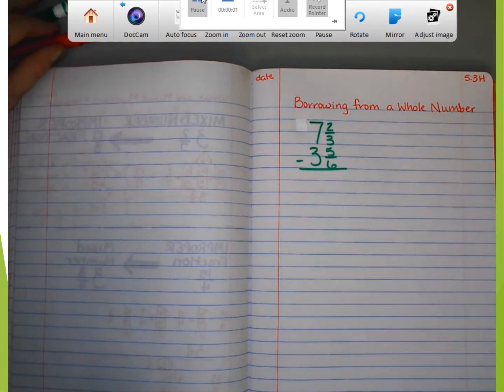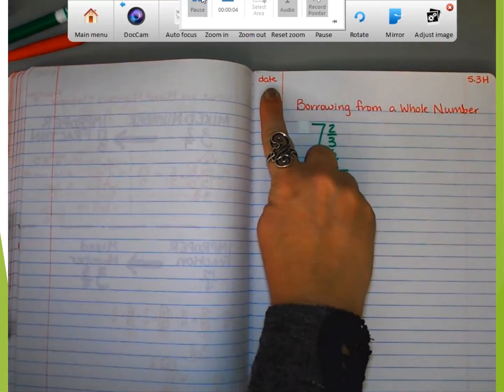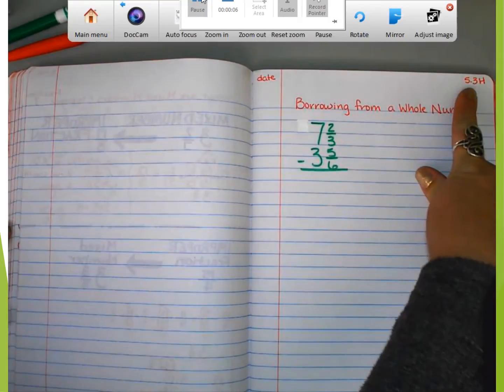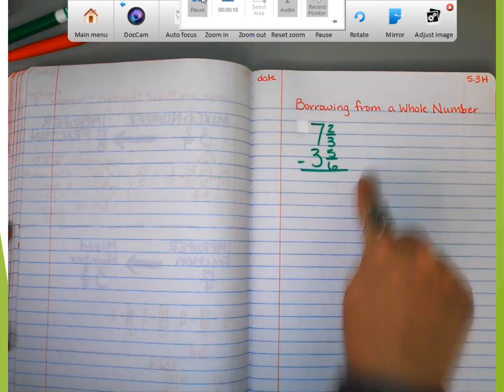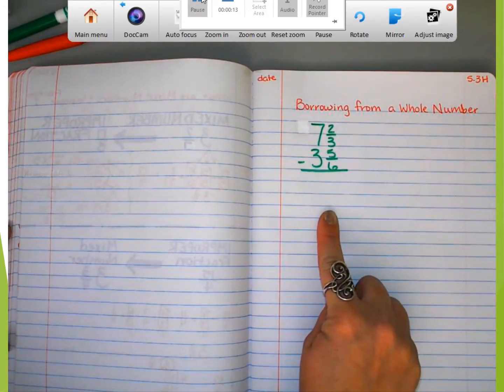Turn to the page in your instructions. You're going to write your date in the corner. 5.3h is our TEK. We're going to talk about borrowing from a whole number when we're subtracting mixed numbers.